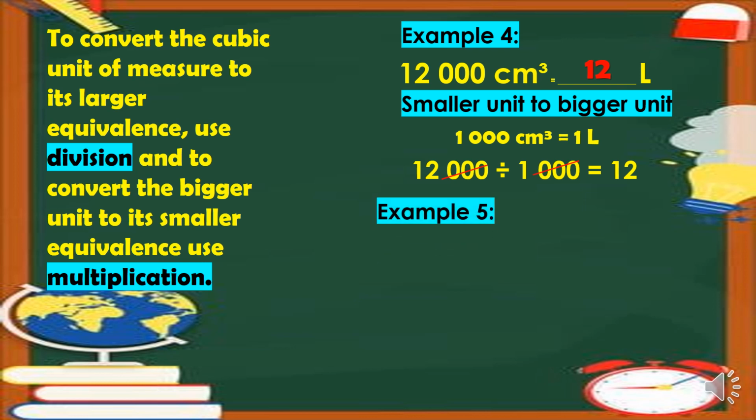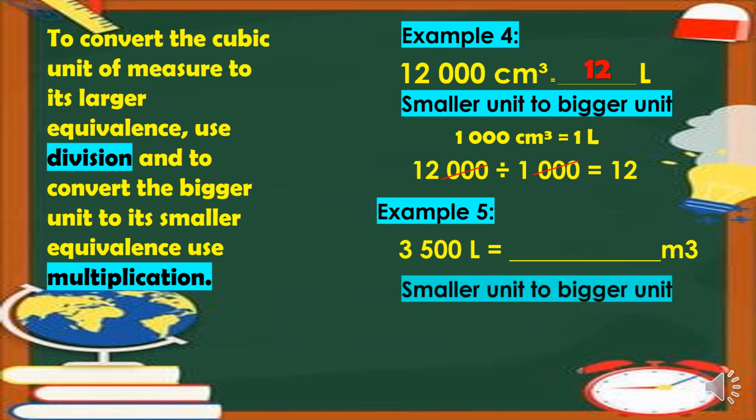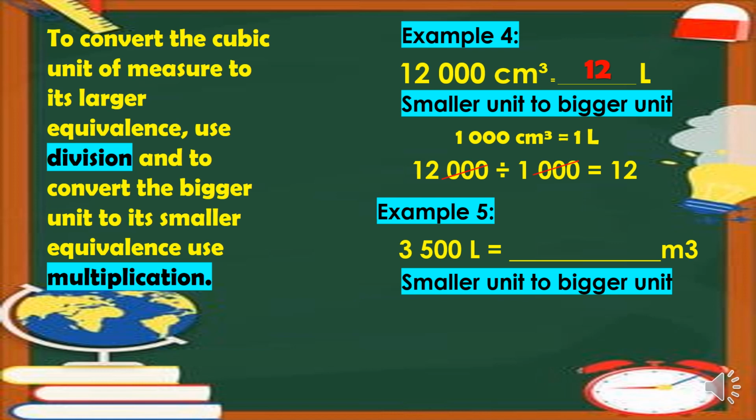Okay, for example number 5. So 3,500 liters is equivalent to how many cubic meter? So smaller unit to bigger unit. So again, for every 1,000 liter, that is equivalent to 1 cubic meter. So we have to divide. So 3,500 divided by 1,000 is equal to 3.5 cubic meter.